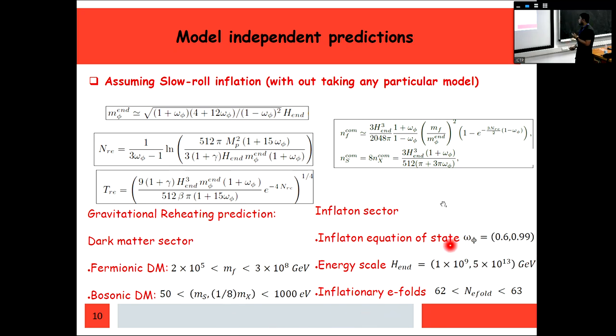And similarly, for the inflaton sector, the inflaton equation of state must lie between 0.6 and 0.9. So we have to consider a stiff equation of state. And the energy scale is of the order of 10 to the 9 to 10 to the 13 GeV. And the inflation e-folding number must lie between 62 and 63.